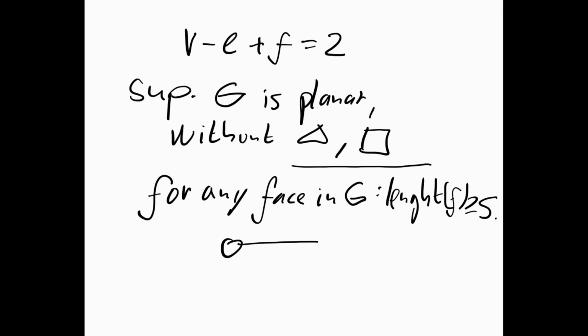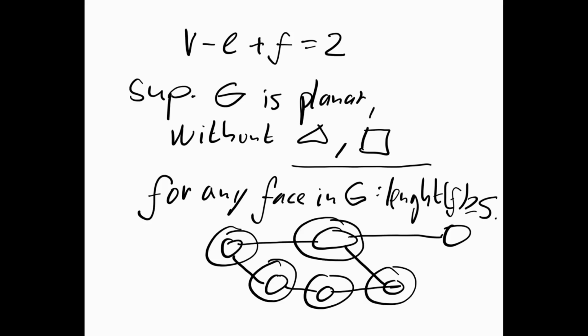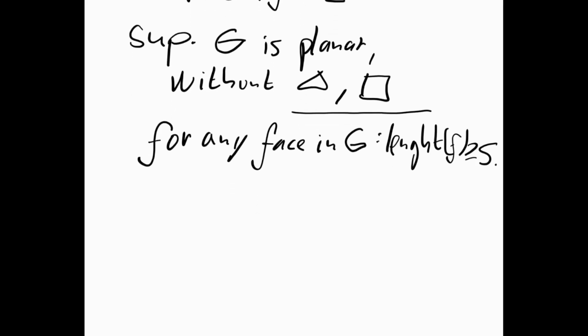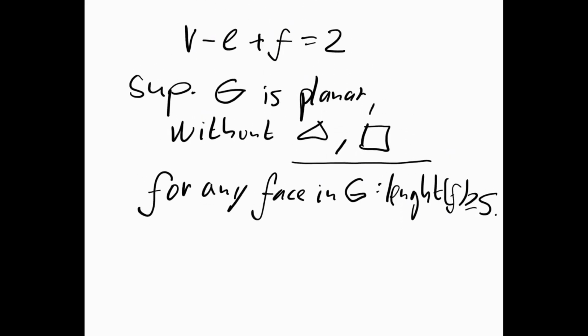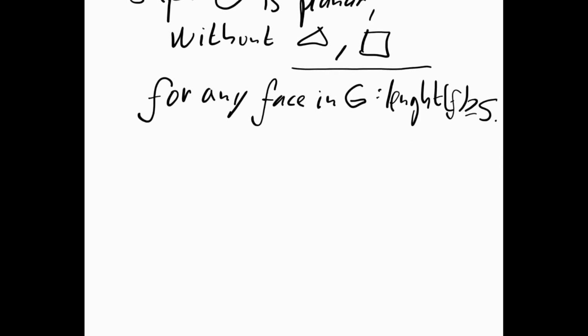So any face, however the graph looks, must have at least that length. So for example, this one has length 5 because if you look at it, it's 1, 2, 3, 4, 5. And we can also use, beside the Euler formula for planar graphs, which was right here in the beginning, some other things. But before we do that, let's ask a question regarding this.